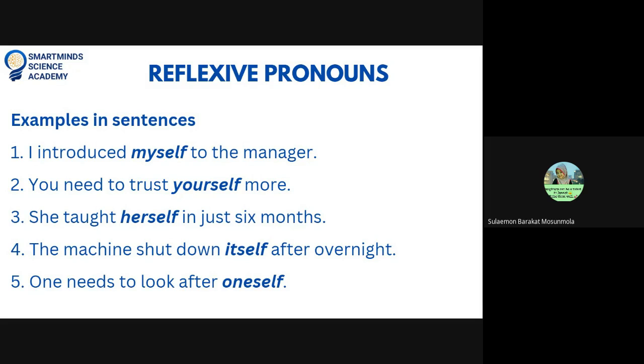You need to trust yourself more. Now, I would not write, you need to trust myself more. No, because you does not go with the reflexive pronoun myself. Rather, it is I that you should use with myself. She taught herself in just 6 months. So you can see the agreement here. She, the reflexive pronoun for that is herself.